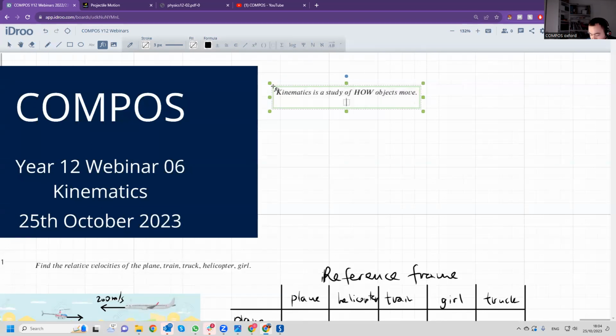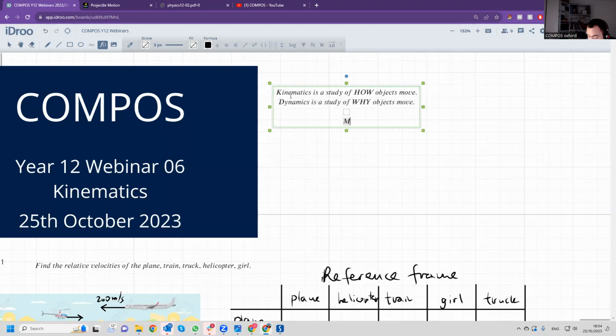And dynamics, we will do dynamics in the next assignments. Dynamics is a study of why objects move. So in kinematics, we study displacement, acceleration, etc. In dynamics, we study forces, because force is the reason of something moving. So these are subtopics of mechanics. Mechanics includes kinematics and dynamics, and also other stuff, but these are the main two.